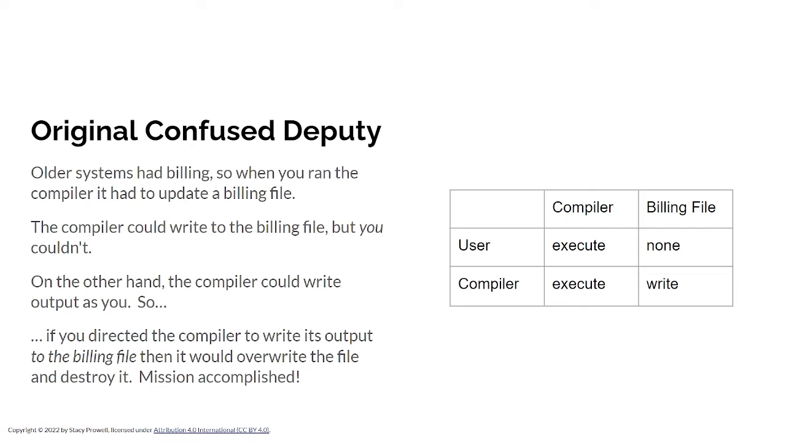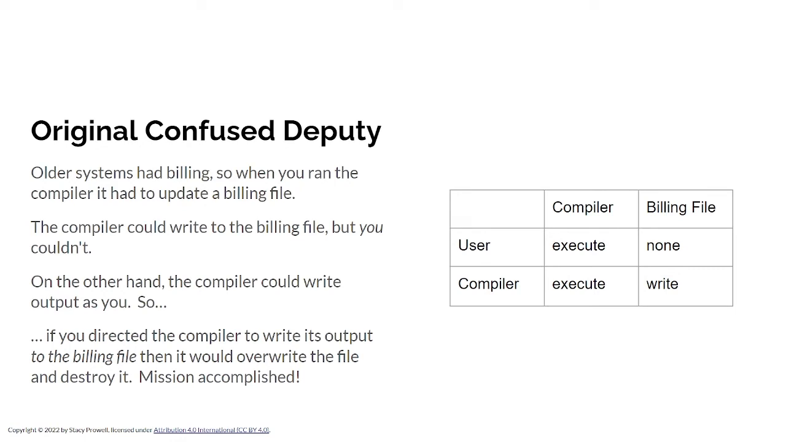The original confused deputy from the paper that introduced this to the computer science world had to do with a compiler and a billing file. So older systems had this compiler, and we'd run the compiler. Typically, you were charged, or your account was billed for computer time. If you never endured that, great. Some of us have had to endure that, where you have a certain budget, and you're charged for compute time, and you're charged for printing and other services that go against your account.